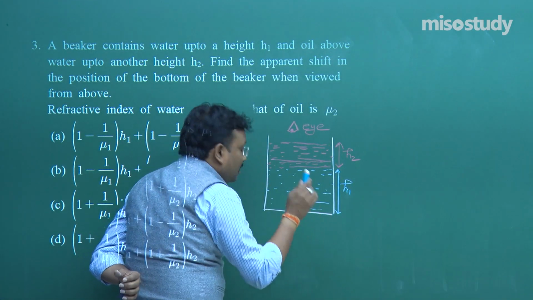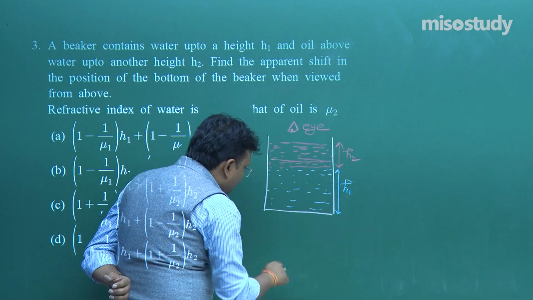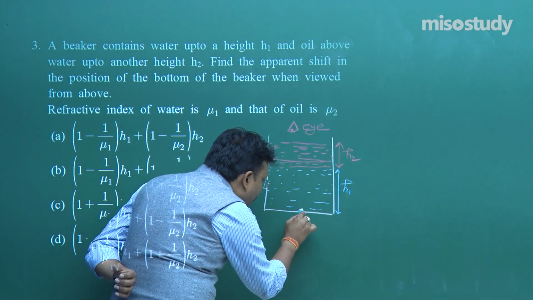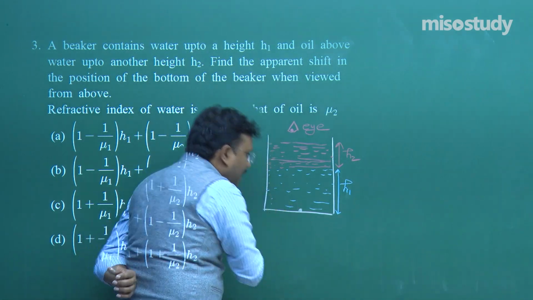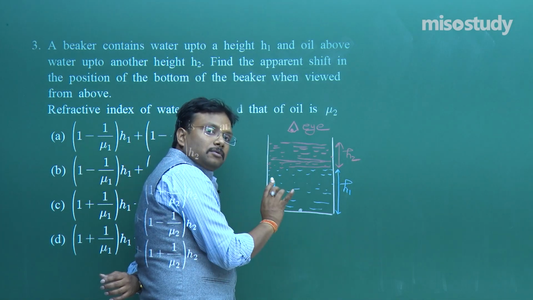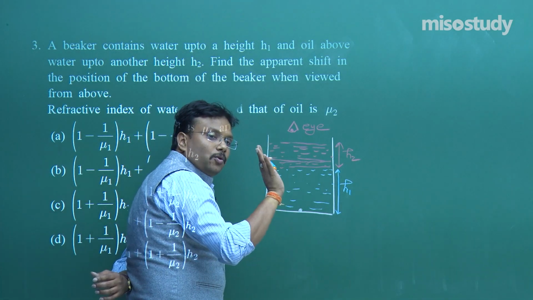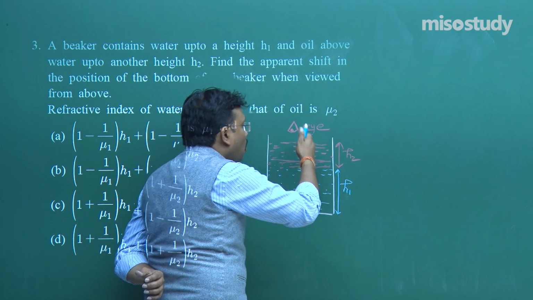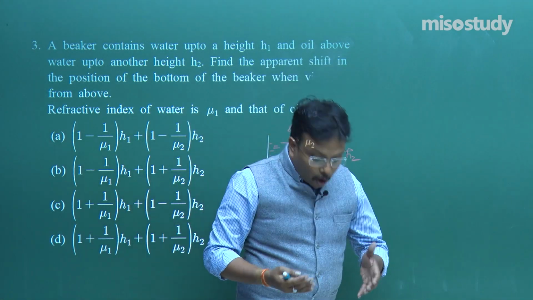And if you have confusion about the bottom, let's say a 5 rupee coin is placed over here. This 5 rupee coin is placed over here and we are just trying to watch this from the top like this.